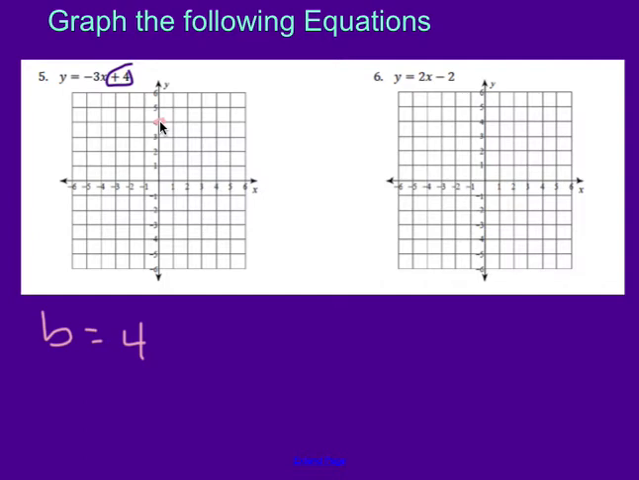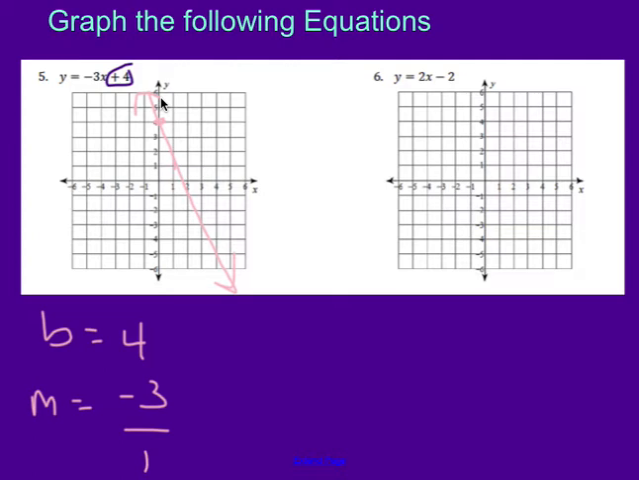And then I see that my slope, the thing that's being multiplied by the x, is negative 3. Now, negative 3 can also be written as negative 3 over 1. So if you ever have just a number, you can make it a fraction by putting it over 1. So from that y-intercept that I just graphed, I'm going to go down 1, 2, 3, and over 1, and I'm going to plot that point. Then, to make my line, I'm going to connect those 2 points. And now I have a beautiful, beautiful line.